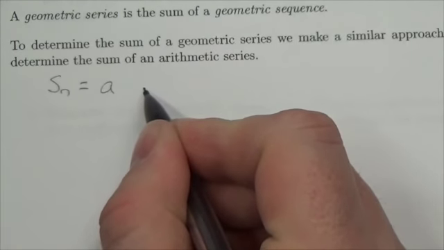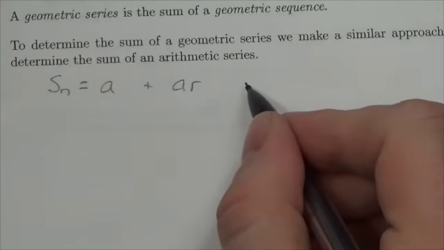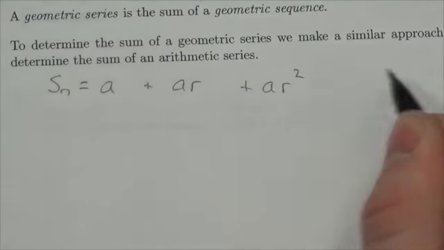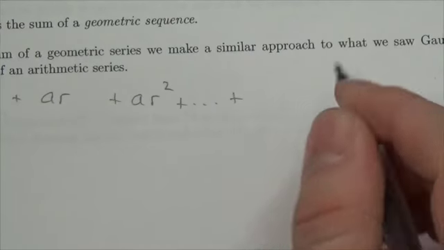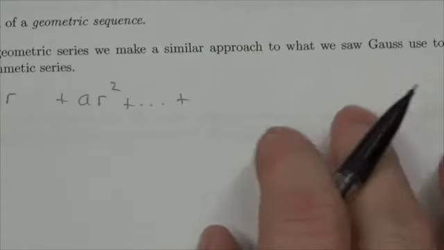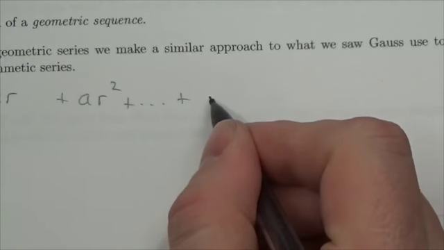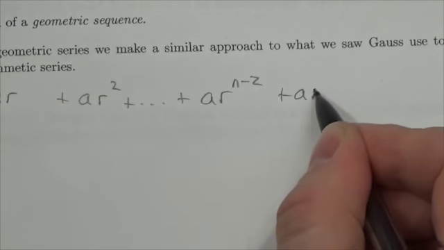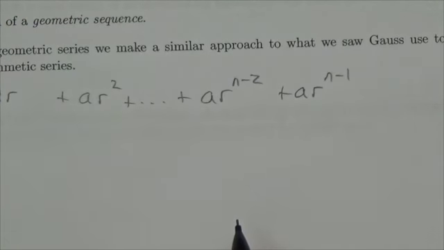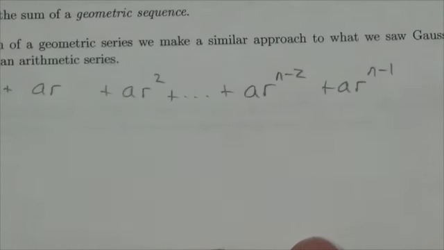We're going to start with a, and then we're going to have ar, and then ar squared. Then we're going to add these out, dot, dot, dot, and our last one out here is going to be ar to the n minus 1. So the one just before that would be ar to the n minus 2, and then out here ar to the n minus 1. Every time I add one, that number is going to go up here.